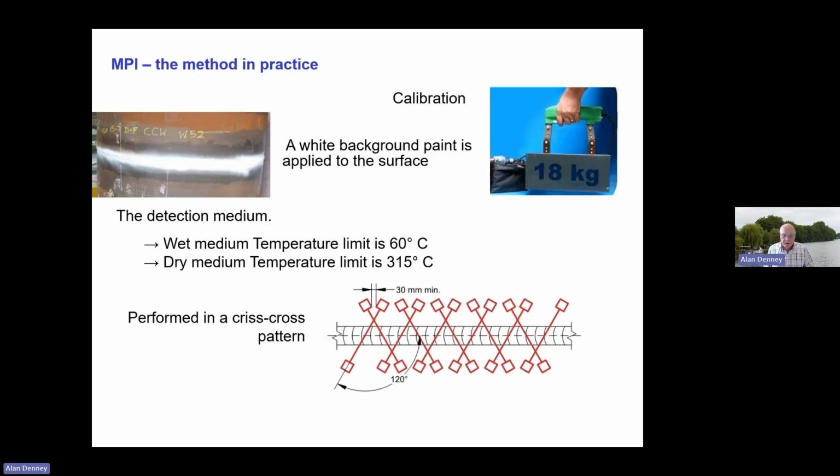And you don't know where those cracks or defects occur, and so you do it in this crisscross fashion, as shown there, and that ensures that whatever the orientation of the defect, the defect will cut the lines of force and will create that local magnetic field.